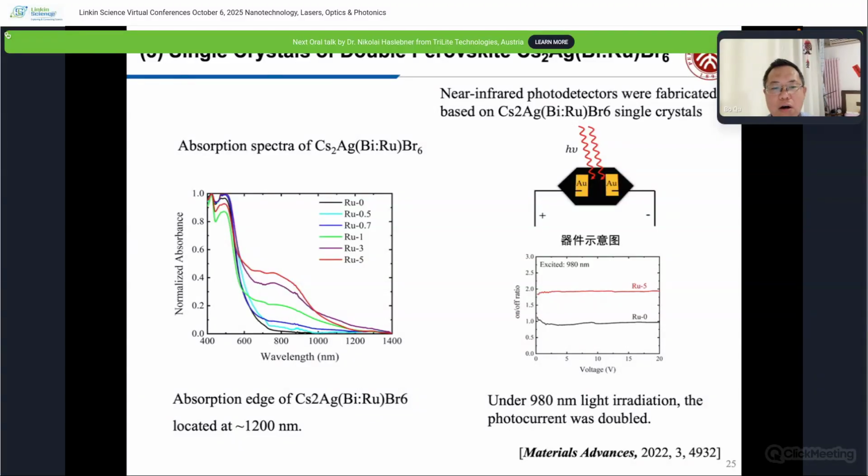The absorption edge of the doped double perovskite single crystals is located at 1200 nanometers, as shown in the absorption spectra. Near-infrared photodetectors were fabricated based on the doped double perovskite single crystals. Under 918 nanometers light irradiation, the photocurrent was doubled accordingly.